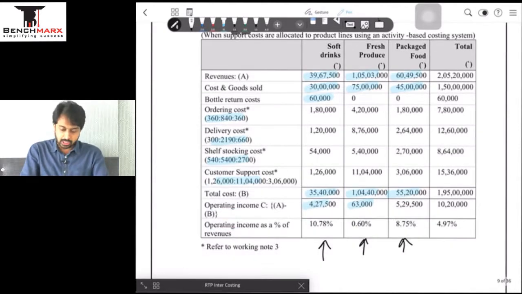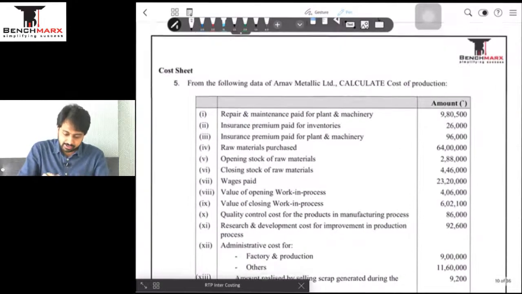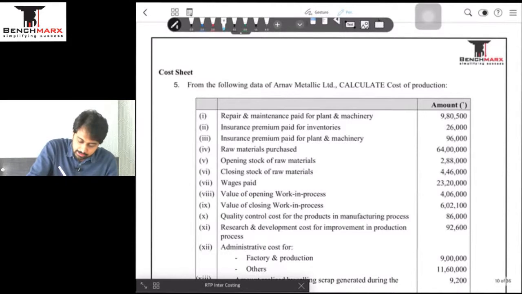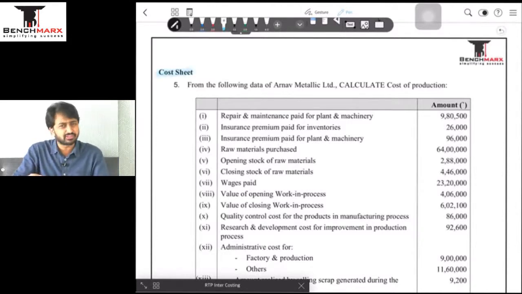काफी simple question था, and now we are going to question number 5, and I can see question number 5 is depending on the concept of cost sheet. काफी simple question है as per the new cost sheet format. So we'll quickly revise the cost sheet format. We have revised that before, but we'll quickly revise it once again.